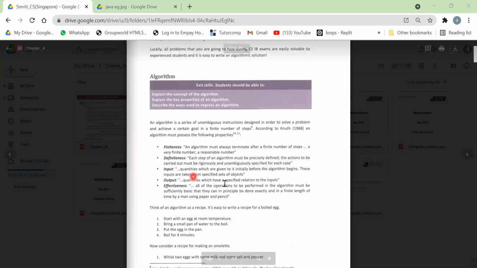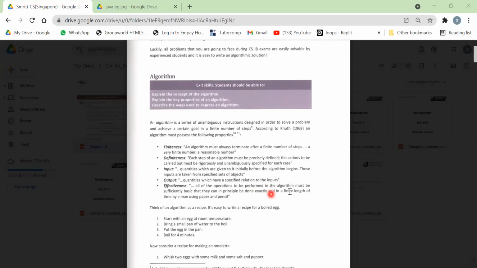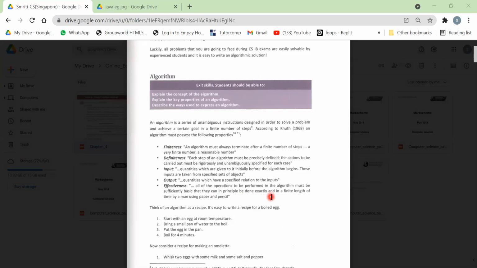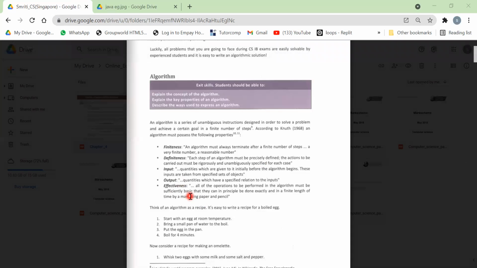I should be specifying the inputs I'm going to use in my algorithm, or the specific number of inputs that I'm using in my steps. A final output, yeah, and effectiveness that needs to be performed in the algorithm should be there. So all the operations to be performed in the algorithm must be sufficiently basic, that they can in principle be done exactly in a finite length of time by a man using pen and pencil, which basically means the more you reduce, the lesser the number of steps you have, the more effective your output can be, most probably. Why? Because you cannot have an algorithm with, say, 10,000 lines. It becomes more difficult and complex to process, right?